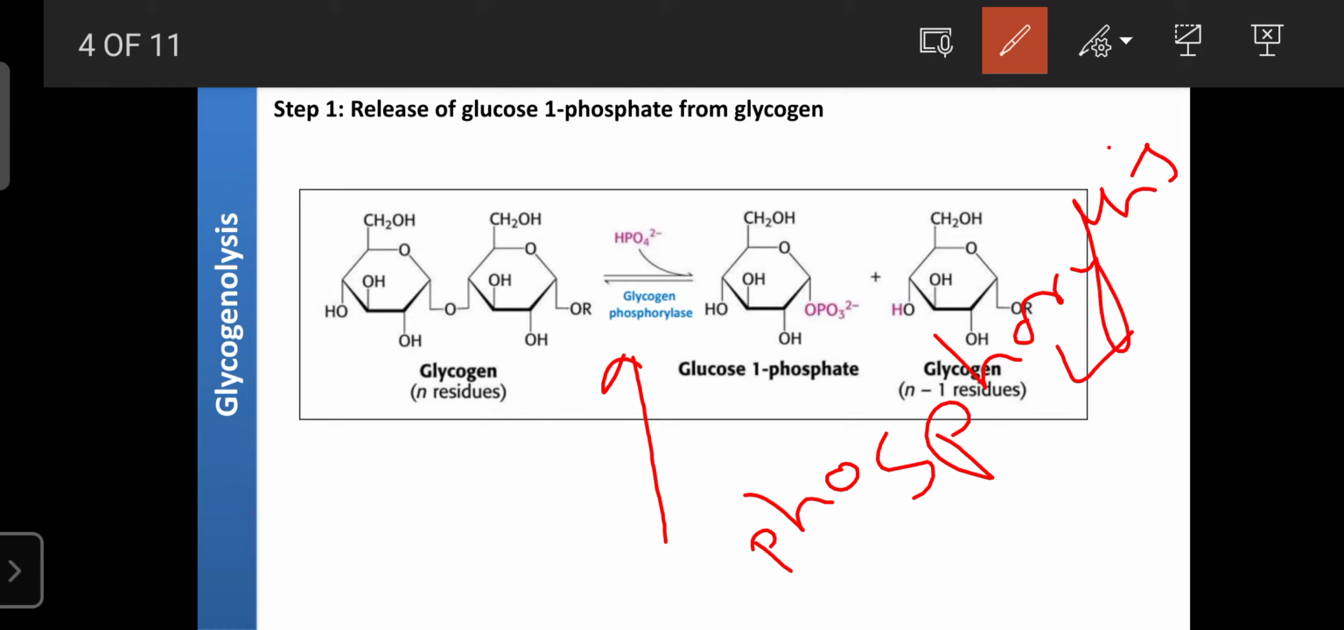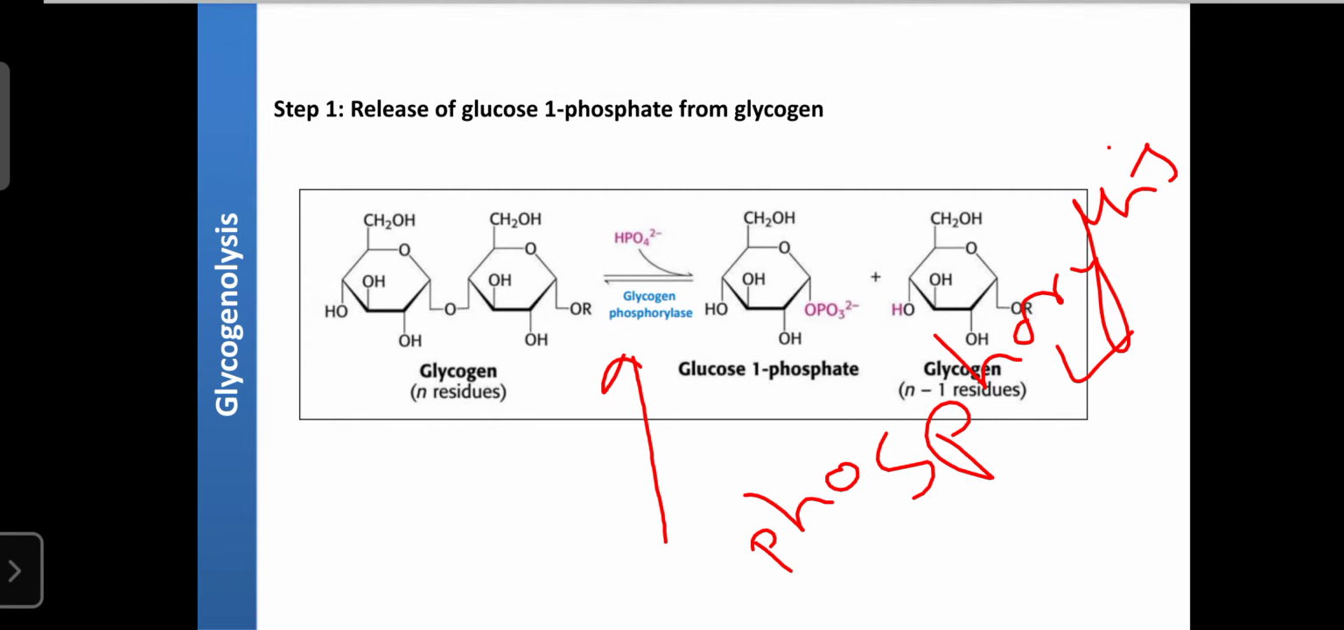The larger molecule is converted into a smaller molecule in the presence of the enzyme glycogen phosphorylase, and this step does not require any energy or ATP. That's why glycogenolysis does not require any energy, or is a low energy expenditure process. So that was the first step, the release of glucose 1 phosphate from the glycogen.